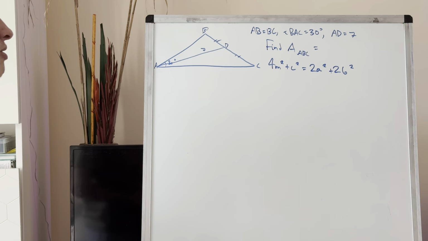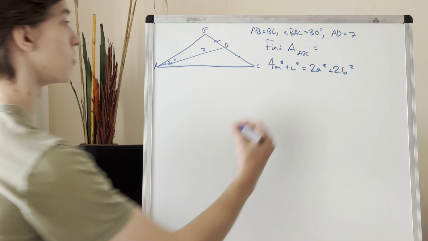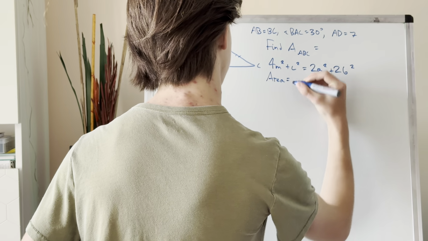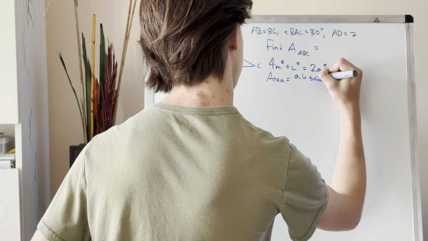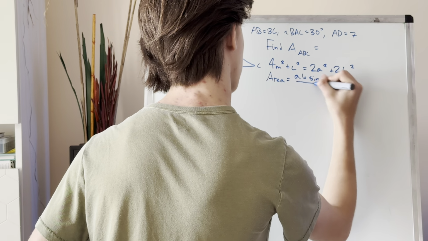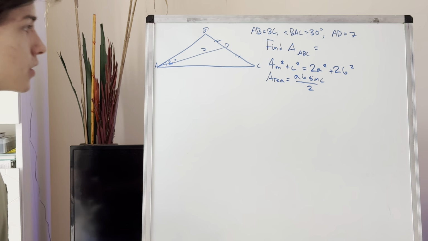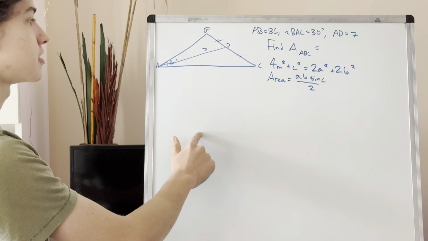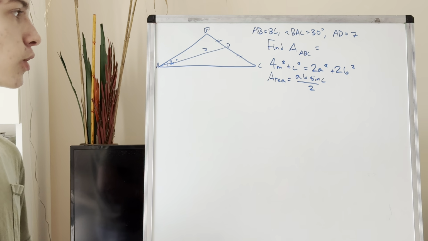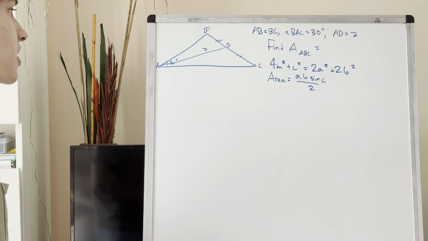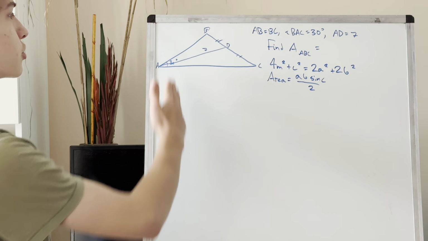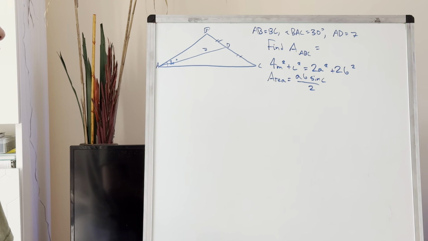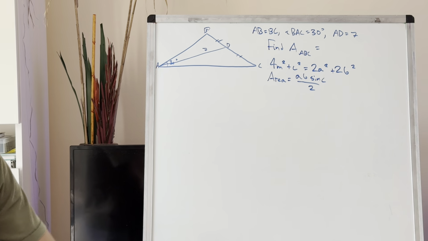And the second formula, which finds the area of a triangle, states that area is a times b times sine of c over 2. So that means it is the sides multiplied times the angle between them over 2. So in this case, the area of ABC actually is going to be AB times BC times sine of 30 degrees over 2. That doesn't really help us.